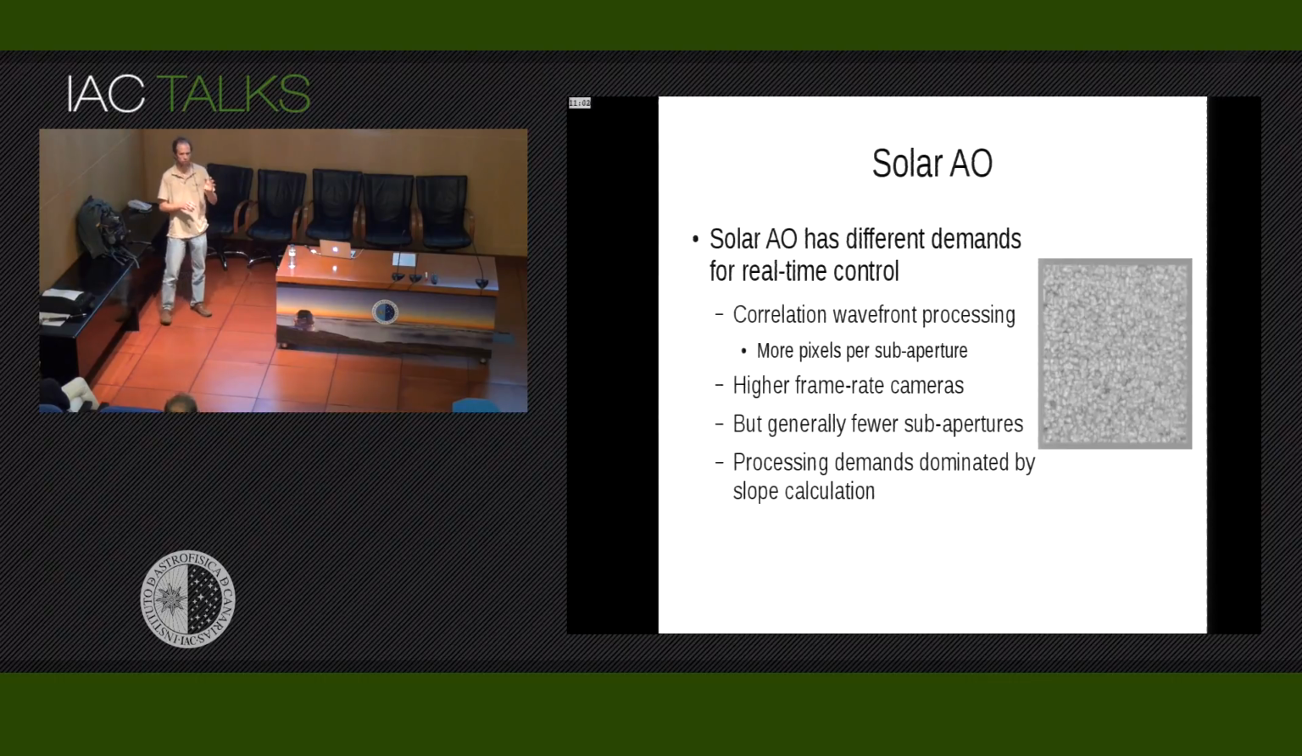You correlate where it was with a fixed reference, and that tells you what your wavefront slope is at a particular time. They generally have higher frame rates, but fewer structures than nighttime AO usually. And the processing demands here are dominated by slope calculation. So it takes a lot of processing to calculate the slopes. Once you've got them, the reconstruction is a much smaller part of the computational burden.